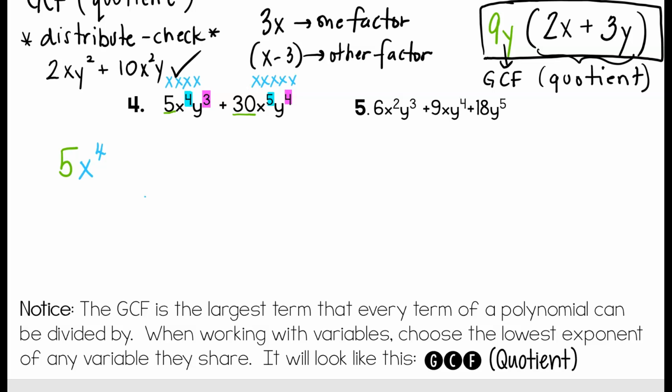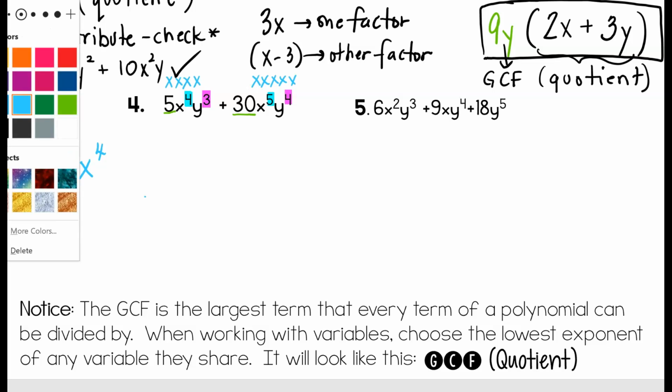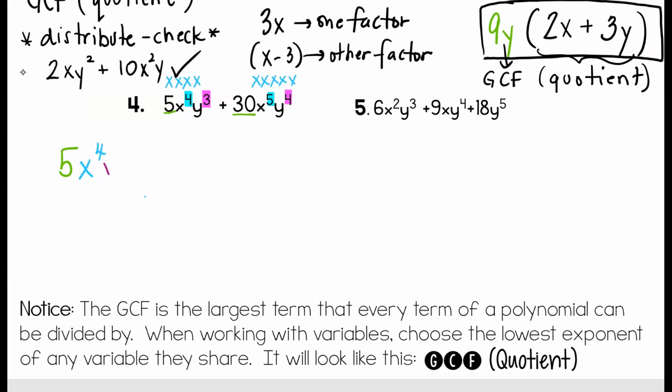So you're going to use the smaller of the two. That means, as far as the greatest common factor, the y will have an exponent of 3. You make a set of parentheses. There are 2 terms in the original, so there will be 2 terms in the answer. 5 divided by 5 is 1. X to the 4th divided by x to the 4th is theoretically also 1. So when you multiply 1 by 1, it stays a 1. And y to the 3rd divided by y to the 3rd is also 1.